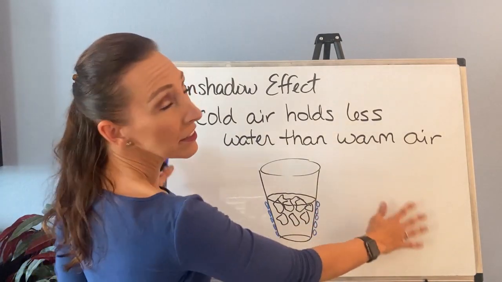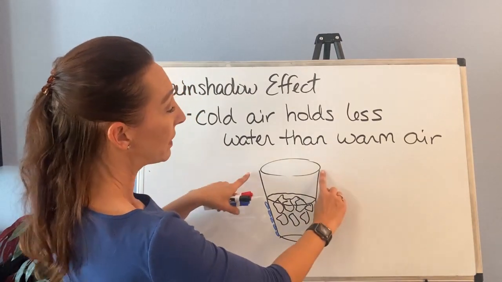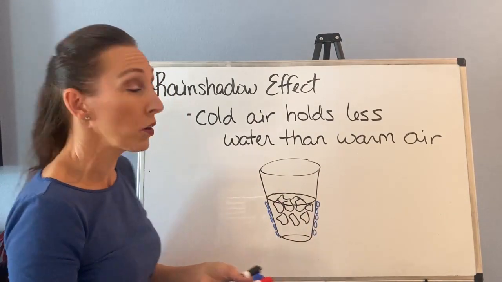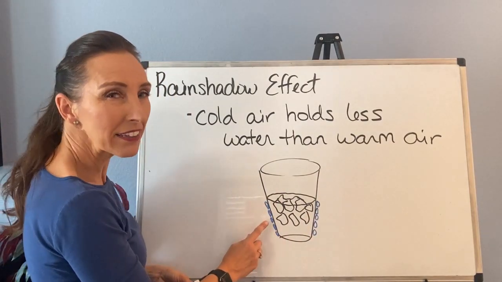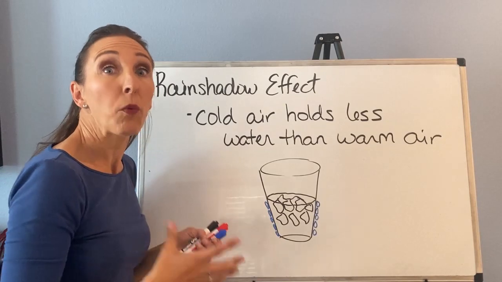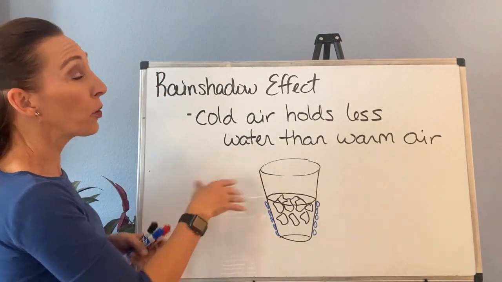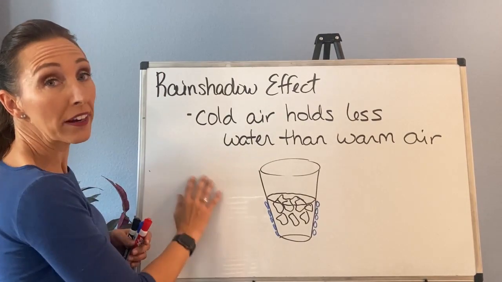So out here, the air is still holding on to its water. It's nice and warm. Even up here higher in the glass, it's holding on to its water, nice and warm, where it just cools down right next to the glass there. That water is going to come out. And that's because the cold air right next to the glass holds less water than the warm air everywhere else.